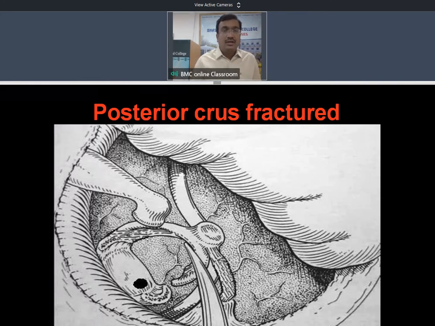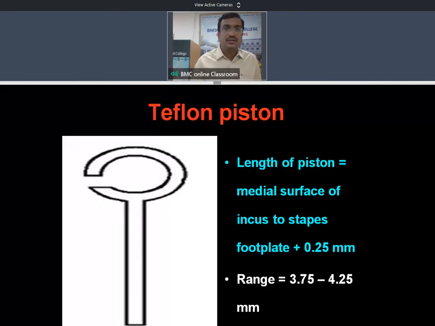You can separate this from the footplate of the stapes. In this process, most commonly we use the Teflon piston. The length of the Teflon piston is the distance between the medial surface of the incus and the stapes footplate plus 0.25 millimeters. This extra 0.25 millimeters should go into the bony labyrinth, so that it stays there without any displacement of the piston.